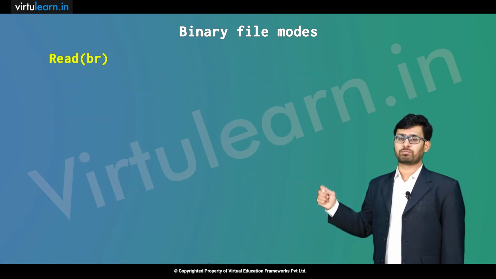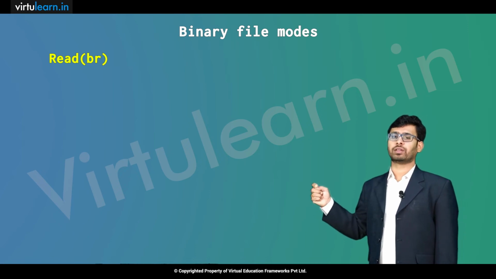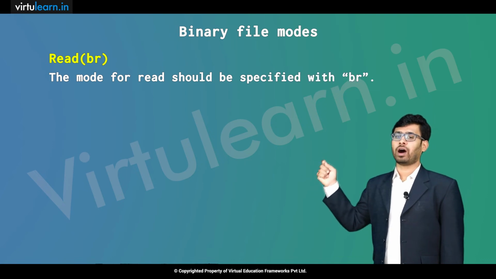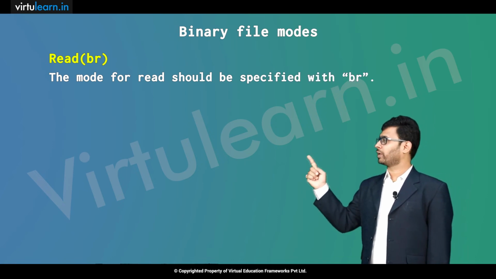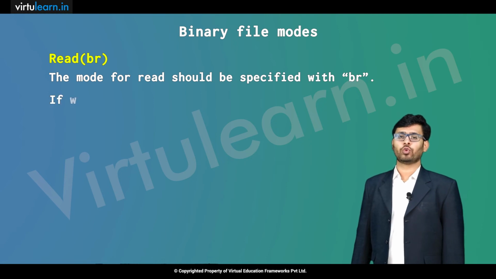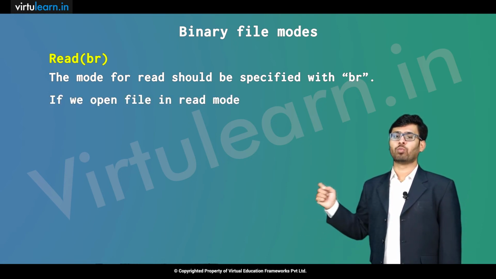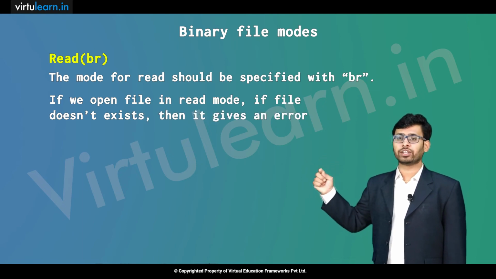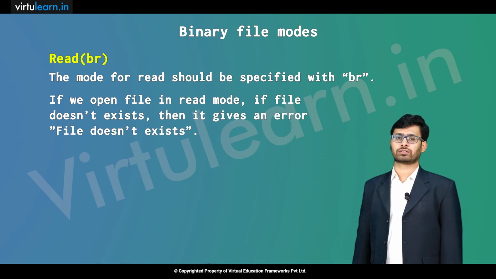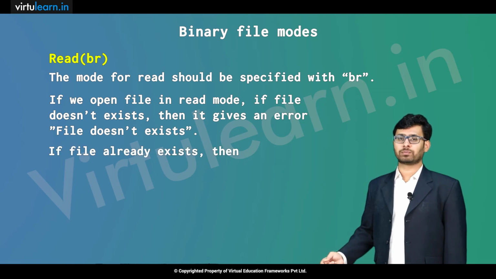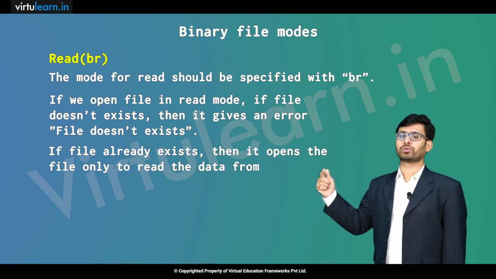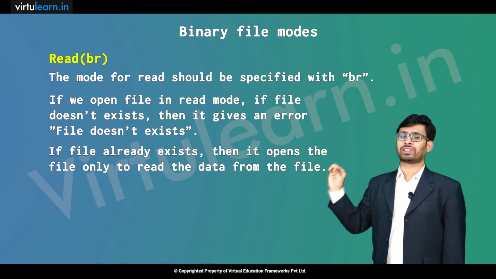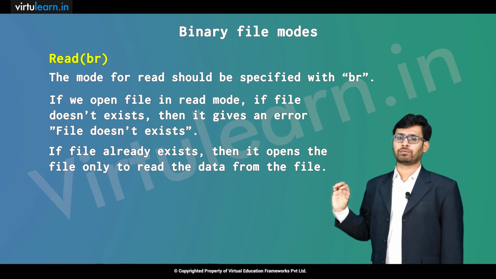Next, binary read. The mode for binary read should be specified with BR. If you open the file in the binary read mode, if the file does not exist, then it gives an error, that is file does not exist. If the file already exists, then it opens the file only to read the data and we can only see whatever the contents were there as part of that particular file.